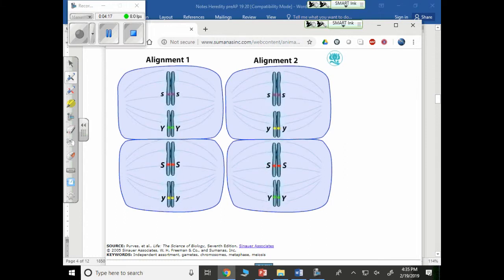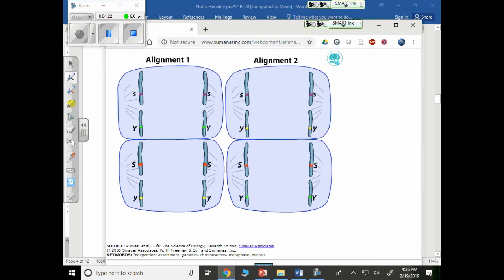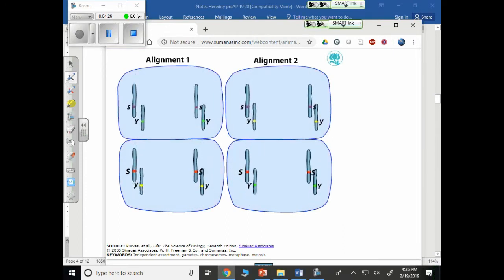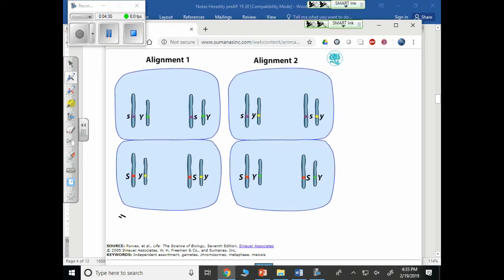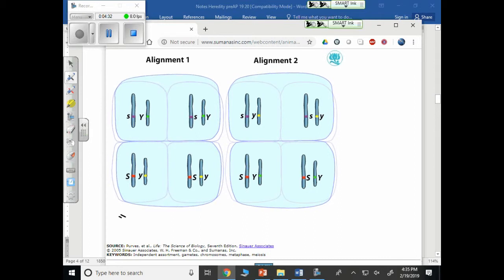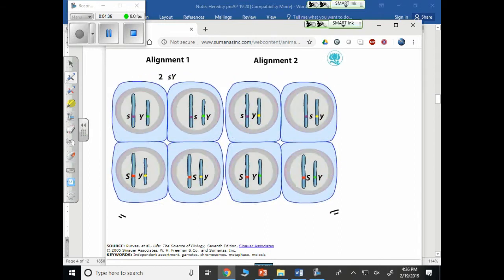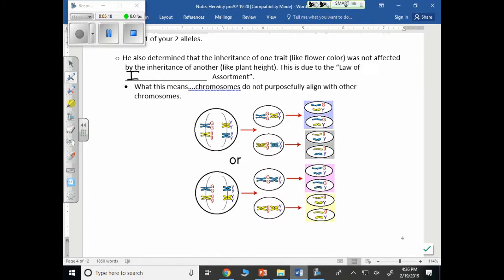Now we're in metaphase two, and then the sister chromatids get pulled apart. Now we're going to see that first cell is going to make four gametes on this side. And here was another cell, genetically identical, making gametes, and you can see that they're different just because of how they lined up. The law of independent assortment is his third law.